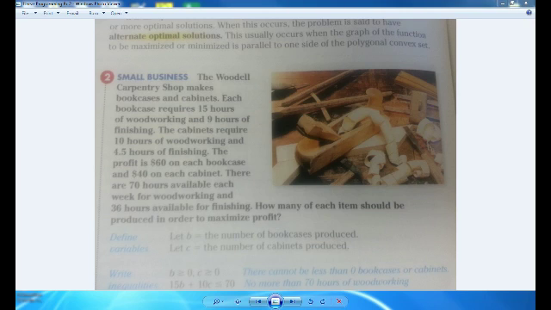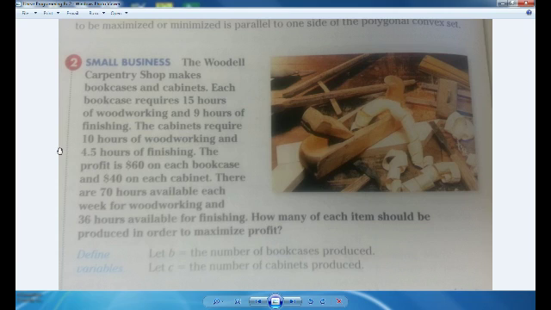Linear programming. Hopefully you can read that problem there. The Wood Elk Carpentry Shop makes bookcases and cabinets. Each bookcase requires 15 hours of woodworking and 9 hours of finishing. The cabinets require 10 hours of woodworking and 4.5 hours of finishing. The profit is $60 on a bookcase and $40 on a cabinet. There are 70 hours available each week for woodworking and 36 for finishing.